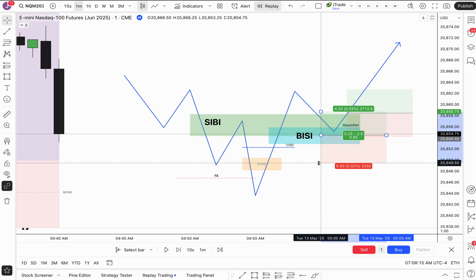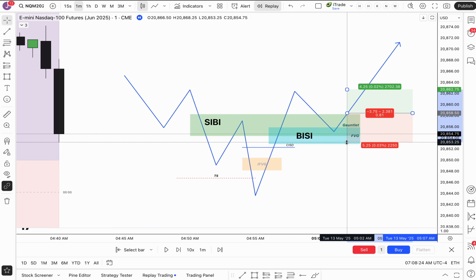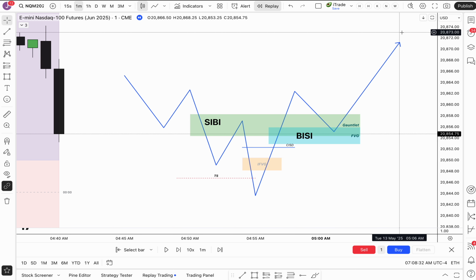Stop below the third candle wick low or the swing low. Same thing here, stop below the low, you know, or you can take it all the way down depending on how much you want to risk. But that's essentially it.